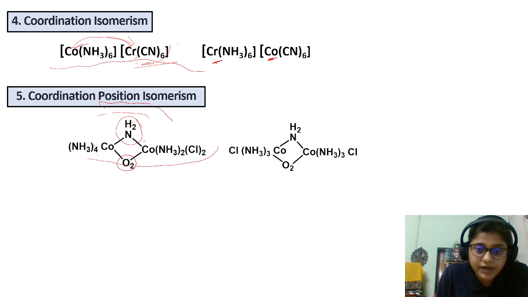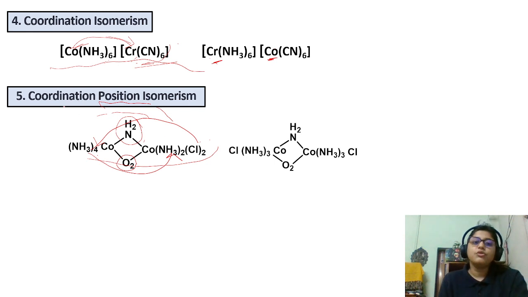So this is a complex molecule. Okay, so what is happening? Exchange of some ligands. You see? Cl is here, Cl is here. Cl comes here, and one amine group comes here. So this is coordination position isomerism. This is only seen in this kind of bridged compound.